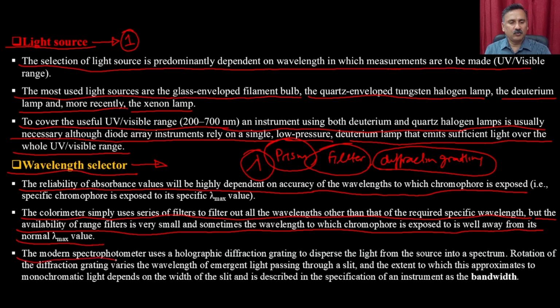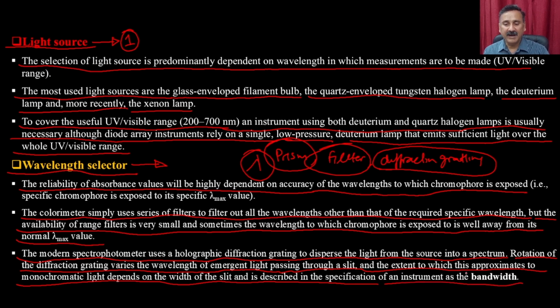The modern spectrophotometer uses a holographic diffraction grating to disperse the light from the source into a spectrum. Rotation of the diffraction grating varies the wavelength of the emergent light passing through a slit, and the extent to which this approximates monochromatic light depends on the width of the slit, and it is described in the specification of the instrument as the bandwidth. So bandwidth is the deviation from the selected wavelength.